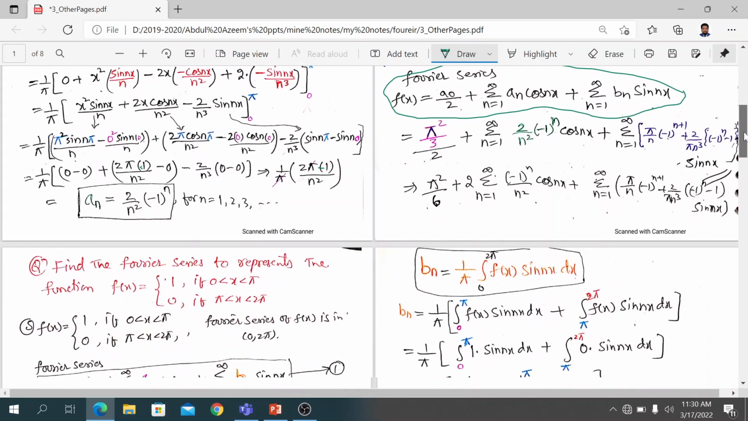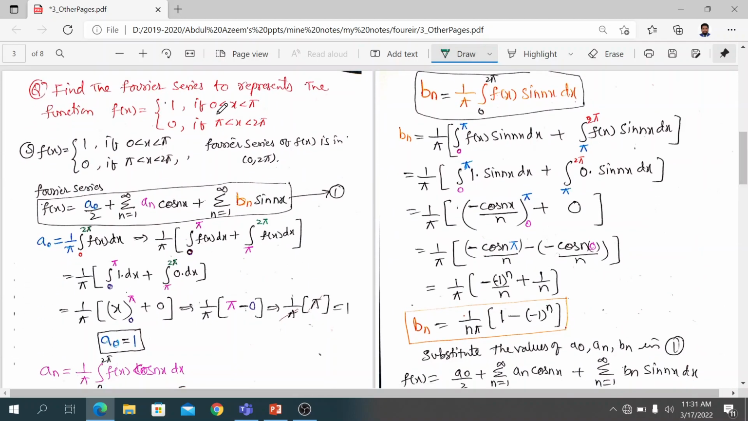Now next, same, next question. Find the Fourier series. This is your question: find the Fourier series to represent the function f of x is 1 if the limit 0 less than x less than pi, 0 if pi less than x less than 2 pi. Okay, so f of x is given.